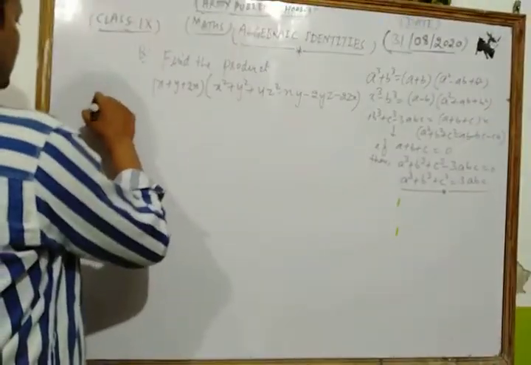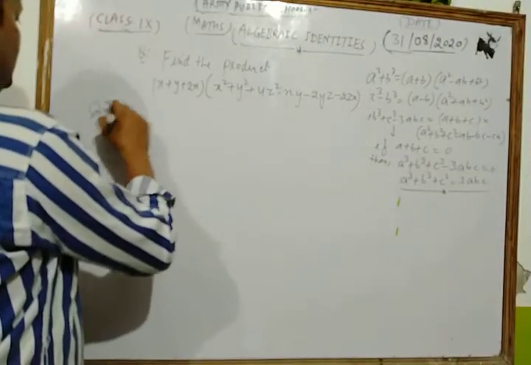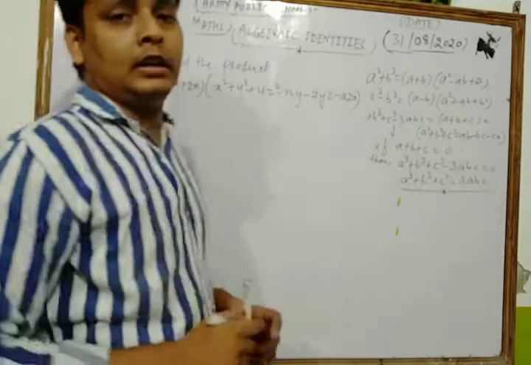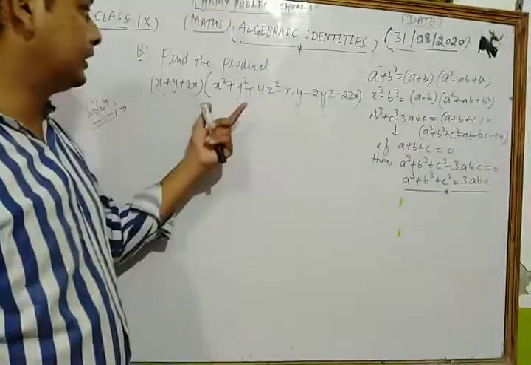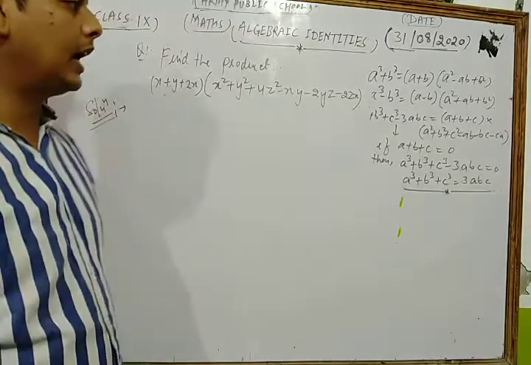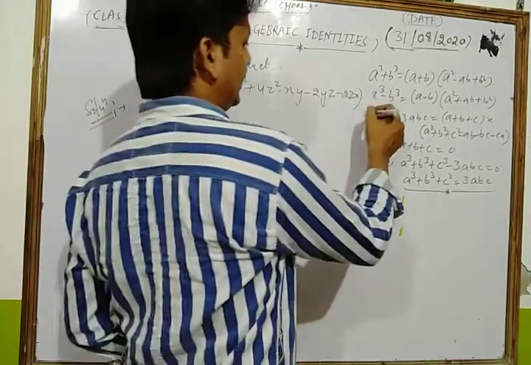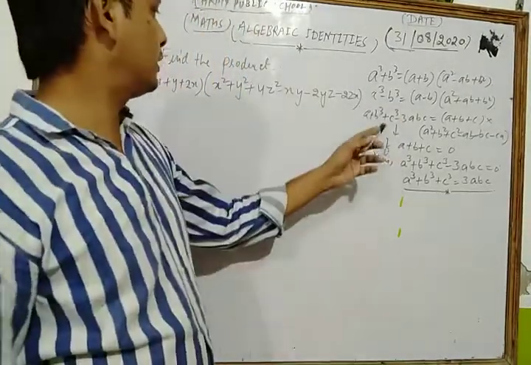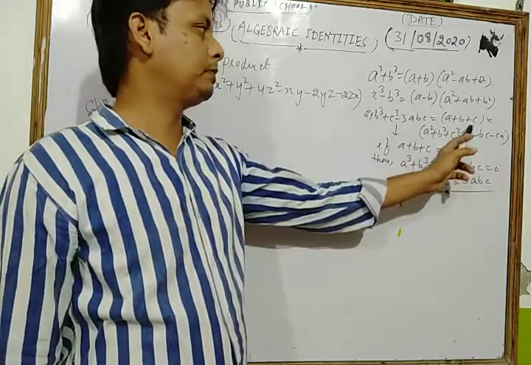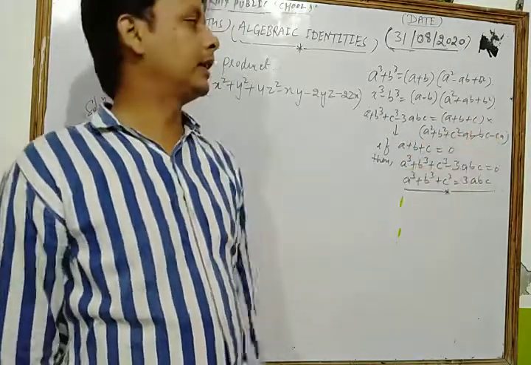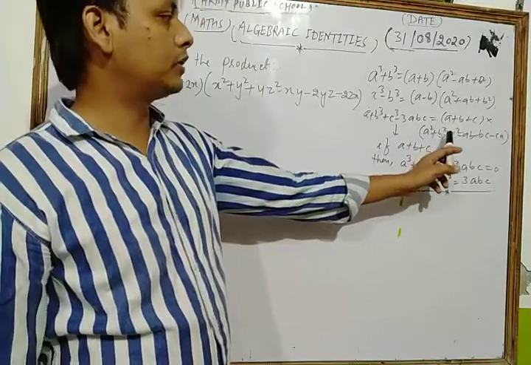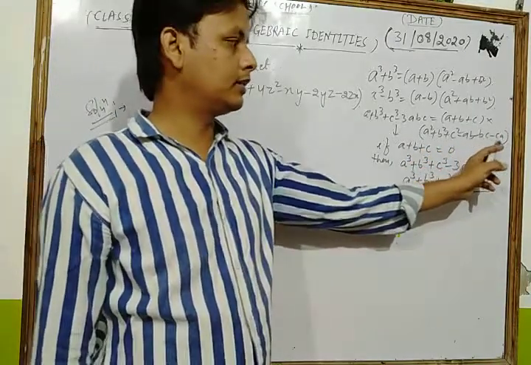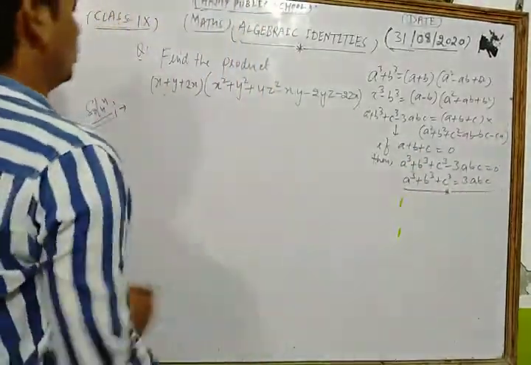Now look, dear students, we find the following product. We have an identity: a cube plus b cube minus 3abc equals a plus b plus c in one bracket, and in another bracket a square plus b square plus c square minus ab minus bc minus ca.